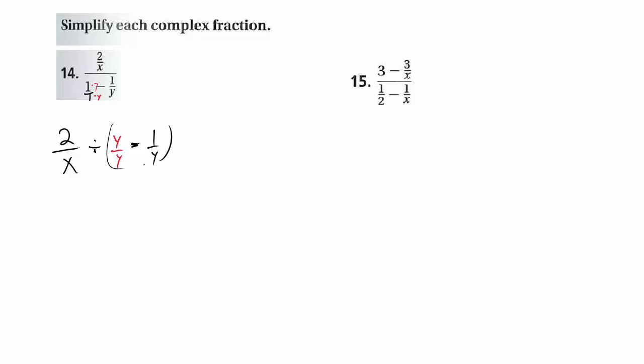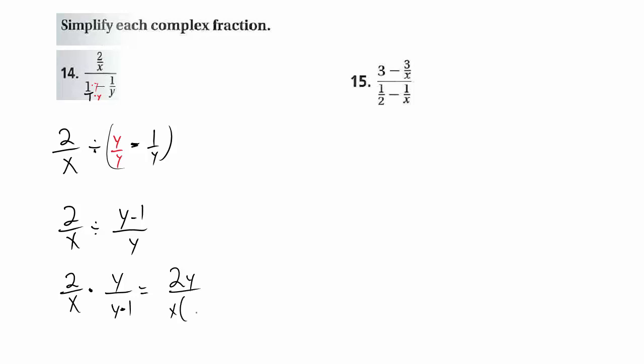So let's first simplify this denominator. This becomes 2 divided by x over y minus 1 all over y. So we're just dividing fractions. Instead of dividing fractions, multiply by the reciprocal. So it's 2 times y over y minus 1. Now I can finally just multiply across. 2 times y is just 2y. And then multiply across here, x times y minus 1. So this is your answer.